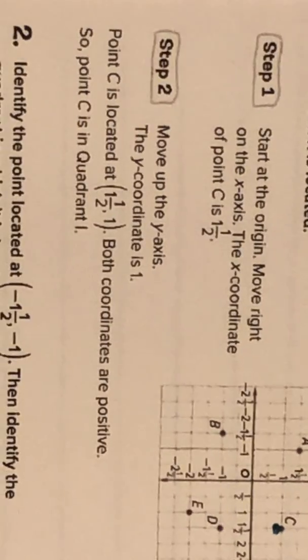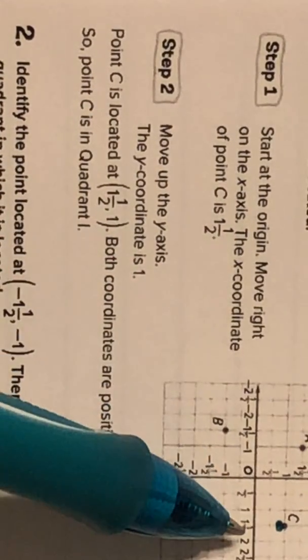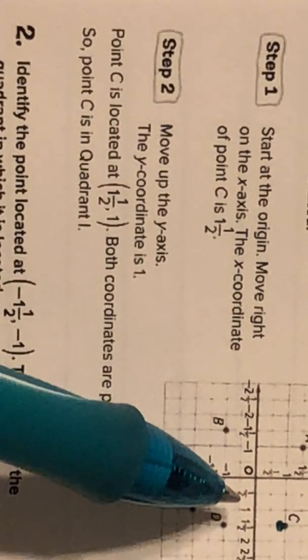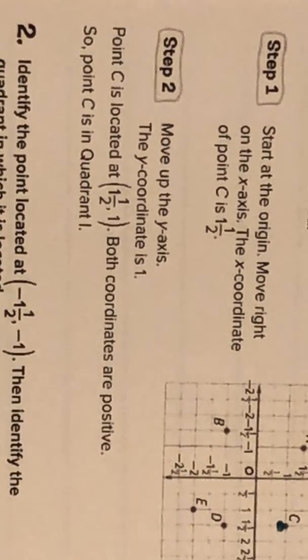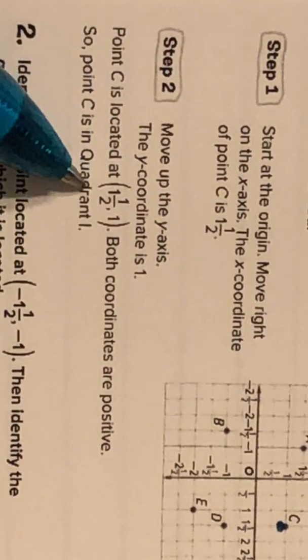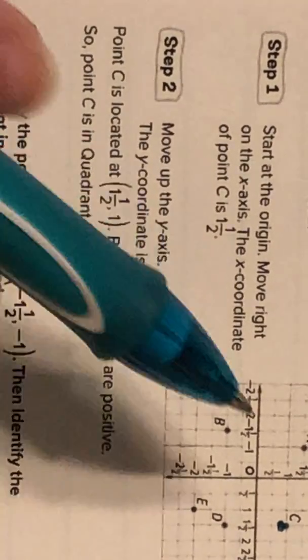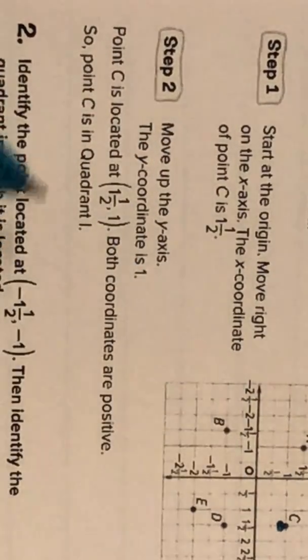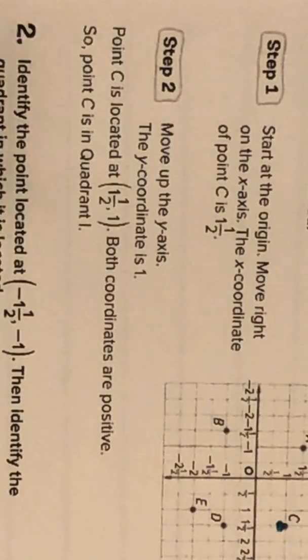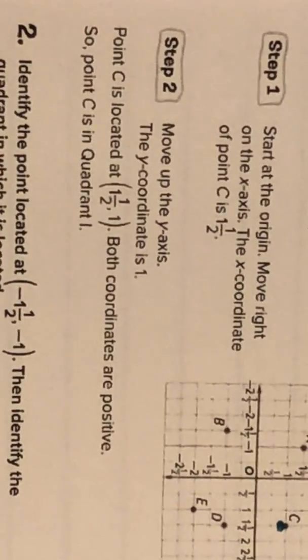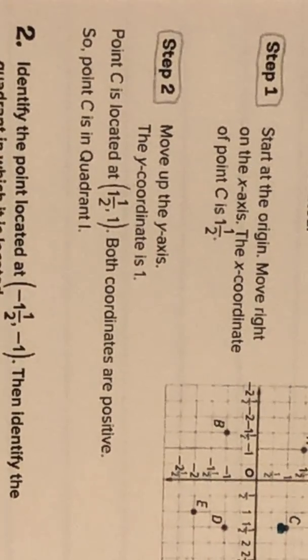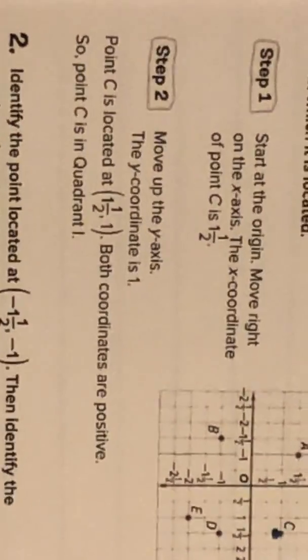So step 1 is to go over to where my x-coordinate is, that's my x, and then up or down to where my y-coordinate is. So I have 1.5 and 1. This one's in quadrant 1. So point C is in quadrant 1. Both coordinates are positive, so that's why I also know it's in quadrant 1.